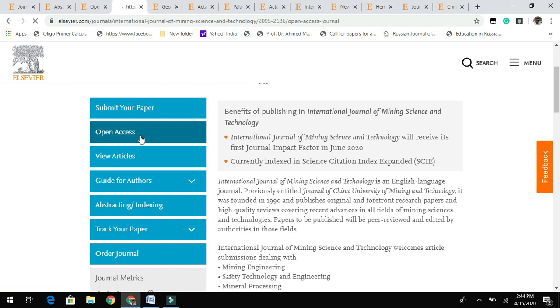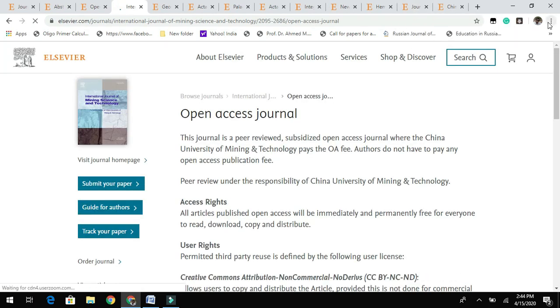So let us see whether this has any publication fees. This journal is a peer-reviewed and subsidized open access journal, where the China University of Mining and Technology pays the open access fee, which is very good. Thank you, China. So authors do not have to pay any open access publication fees. So guys, now you can choose this journal for your upcoming research article.